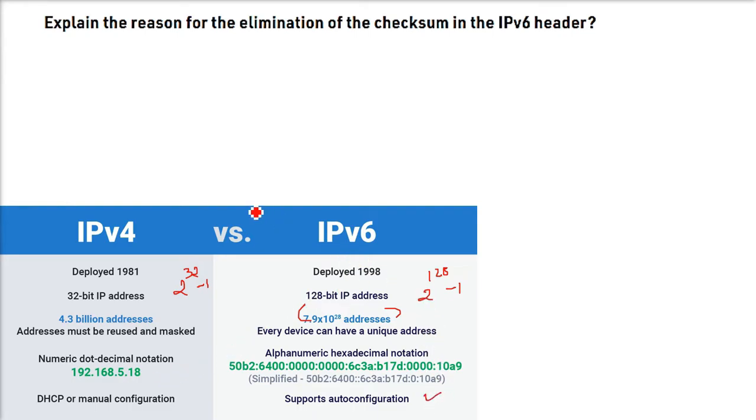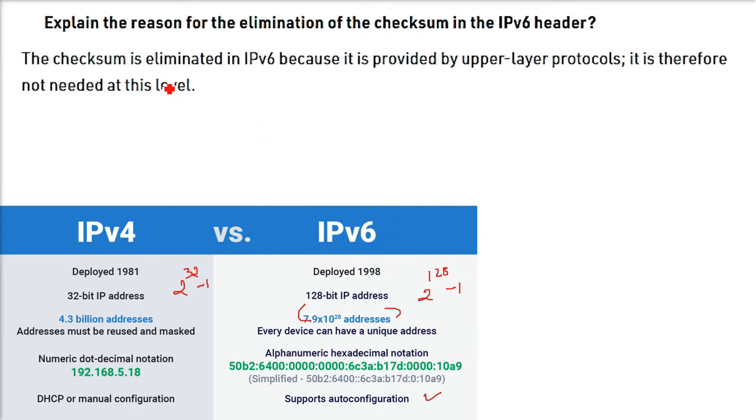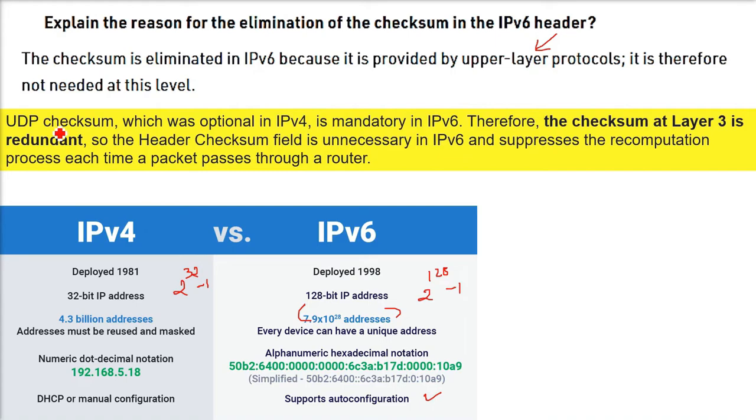Let's come back to our question. IPv4, IPv6, you know that TCP has to have a checksum, and in UDP it is optional. So the checksum is eliminated in IPv6 because it is already provided by the upper layer protocols, like TCP and UDP, the transport layer protocols. So the UDP checksum, which was optional in IPv4, is made mandatory in IPv6.